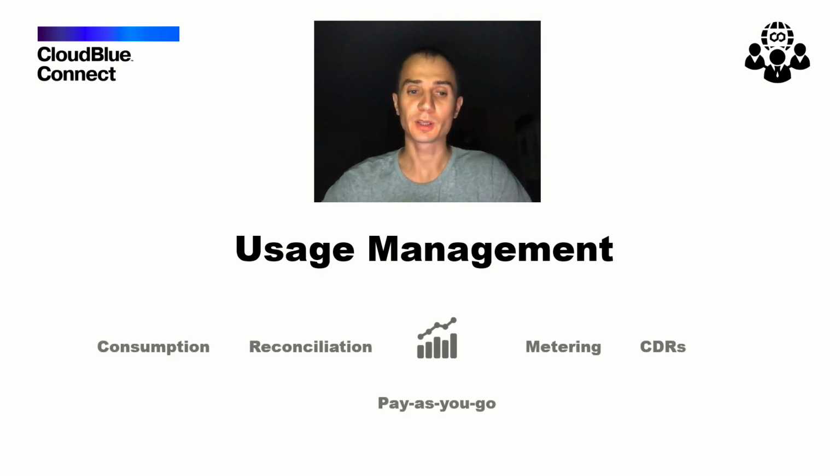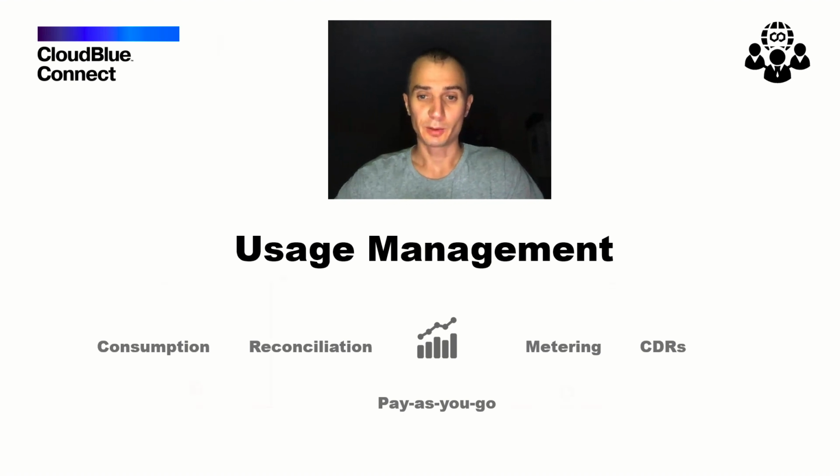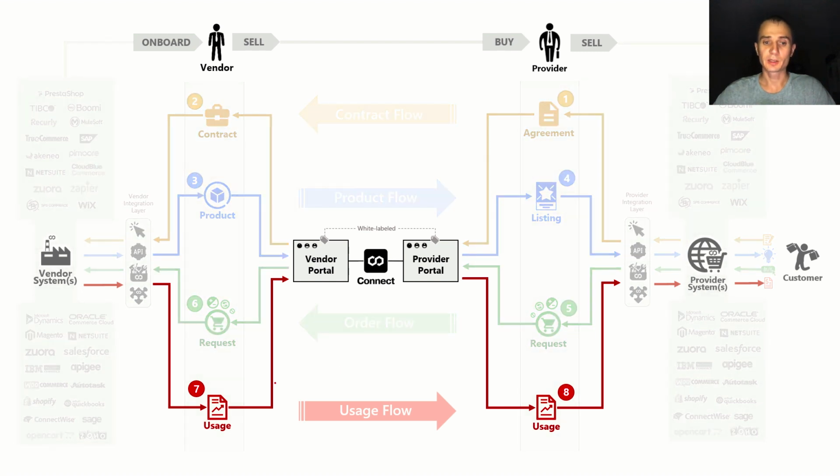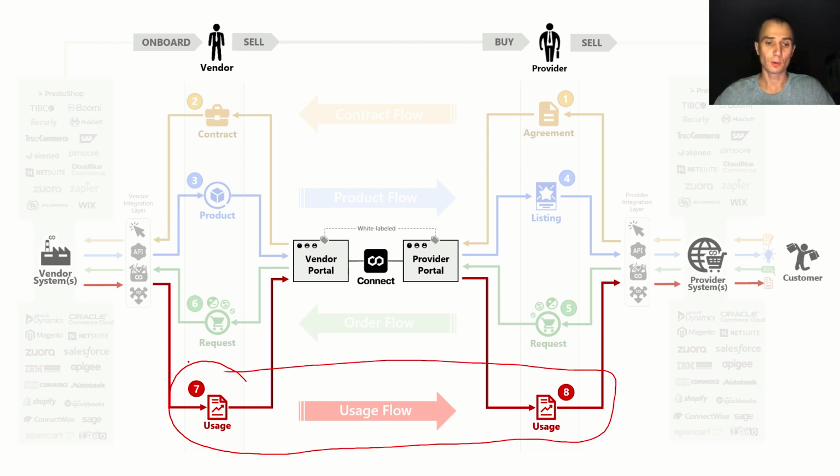Usage management comes under so many different names: consumption, metering, pay-as-you-go, and many others. That's why it's very important to understand the business scenario behind usage management. Usage management is the direct supply chain flow from the vendor to the provider, and it's schematically illustrated with this red arrow in the overall Connect architectural diagram.